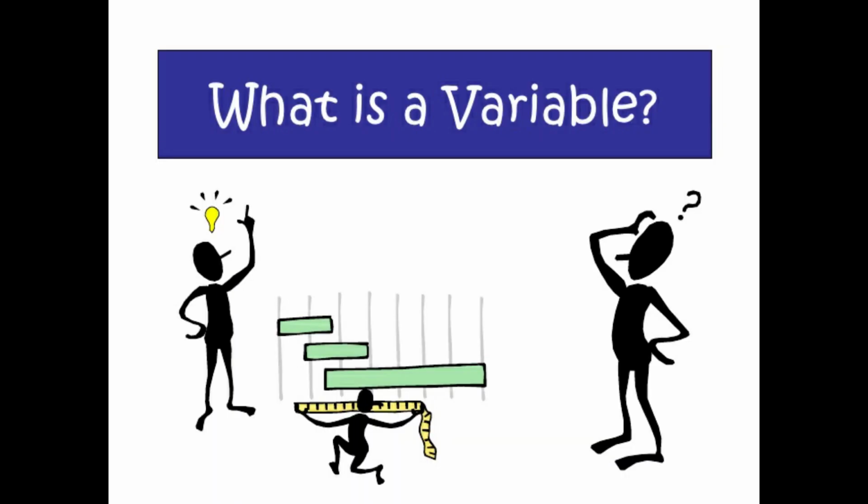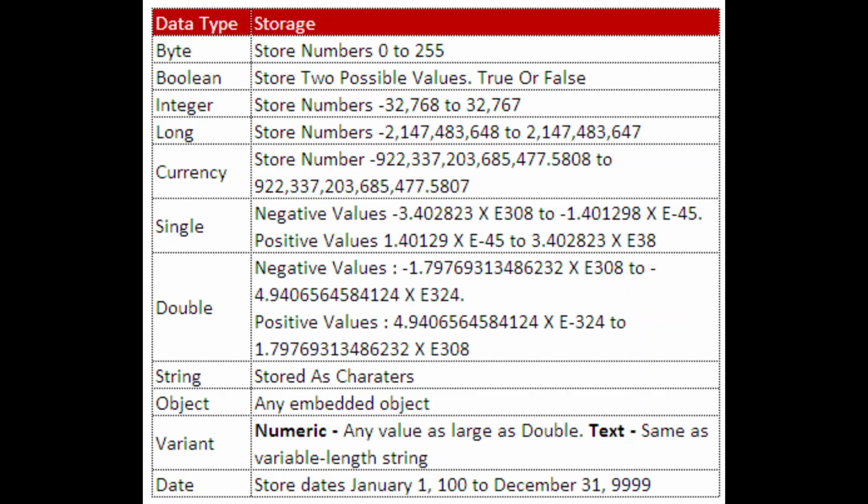Let's kick things off by understanding what variables are in the world of programming. A variable is like a container. It holds data that your program can use or manipulate. Think of it as a labeled box where you can store different types of information such as numbers, text, or dates. Please take a look at the screenshot where I have outlined all the variables that we will be utilizing in our upcoming videos.